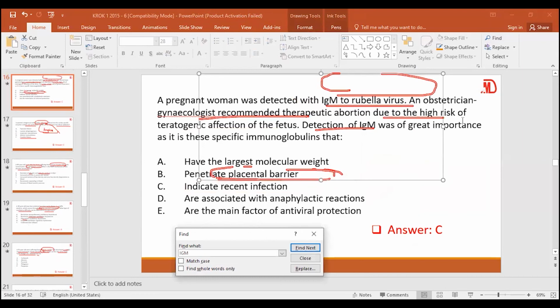Now they want to abort the baby because we don't allow patients who are pregnant and having rubella virus. Mute the microphone here so that I'll explain. So we have the IgM, the rubella virus. And so with rubella virus, if you are pregnant, we don't even consider you. We have to terminate the baby. Otherwise, the baby will come up with malformations and things like that. And these are called what? Teratogenic effects. They say detection of IgM was of great importance.